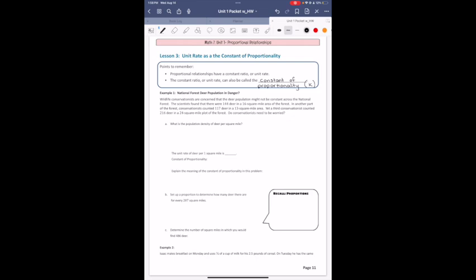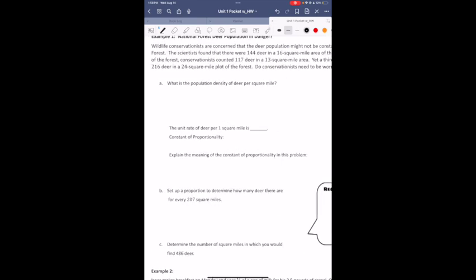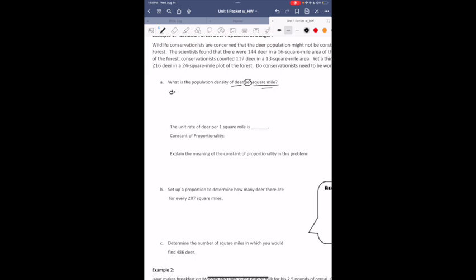Well, before we can answer that question, let's take that information and break it down. So the main thing that this question is really asking us is the unit rate of deer per square mile. Okay, so it says, what is the population density? So just how many deer? So deer per square mile. So the first thing I'm doing is setting up my label. So deer divided by our square miles.